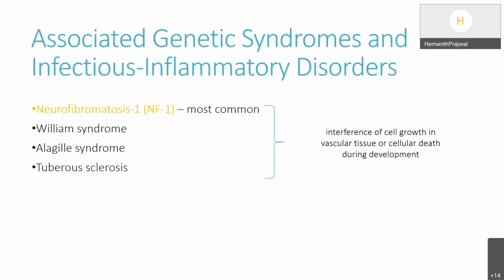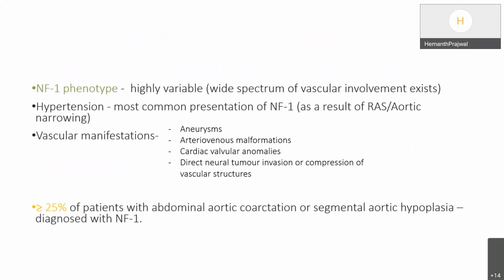Associated genetic syndromes and inflammatory diseases are most commonly neurofibromatosis 1, which is the most common of them. Others are Williams syndrome, Alagille syndrome, and tuberous sclerosis. All these interfere with the cell growth in the vascular tissue and the cellular death during development. NF1 is a highly variable disease phenotype with a wide spectrum of vascular involvement.